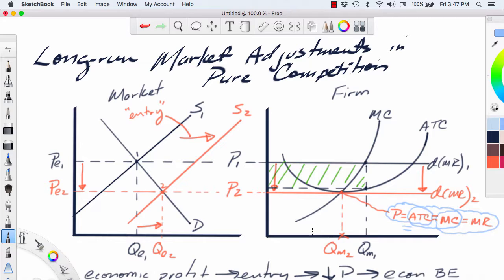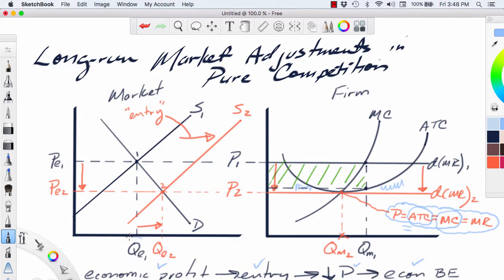So the firm isn't going to want to operate at a lower output rate than QM or at a higher output rate, because you can see out here that the firm would be losing money. ATC is greater than the demand curve, and over here the firm would be losing money. ATC is greater than the demand curve. So the best the firm can hope for in the long run is to break even, which reiterates the point I started with here, that economic profit leads to entry, entry leads to lower prices, which lead to economic break-even.